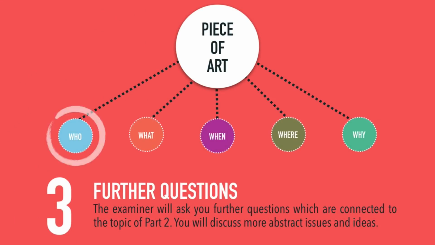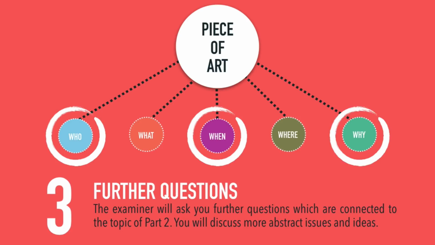Now, in part 3, they are going to ask you further questions. The examiner will ask you further questions which are connected to the topic of part 2. So you will discuss more abstract issues and ideas. Now remember, the topic that I chose was a piece of art, and I spoke about the who, the when, and the why. But I didn't mention the what or the where. So this is what happens for part 3.